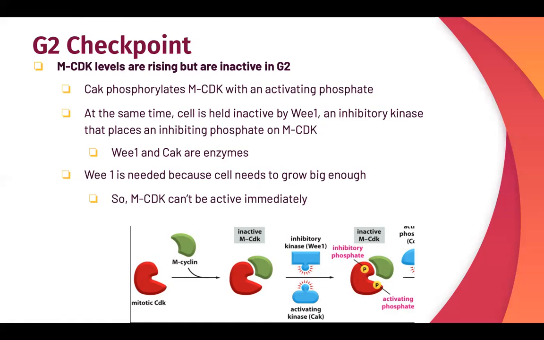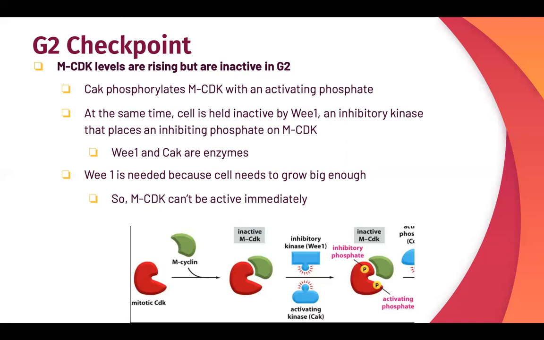So what happens is your mCDK is around, and then M cyclin comes in to bind to it. But as I said right in the beginning, even though your cyclin binds to your CDK, it doesn't necessarily mean that it's active yet because it has to go through phosphorylation as well. So it gets phosphorylated twice, one by WEE1, which is inhibitory, and then one by CAK, which is activating.